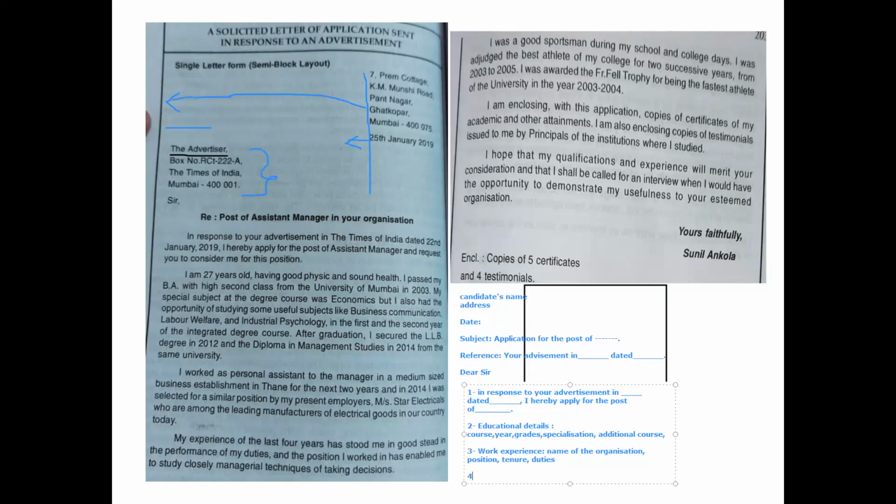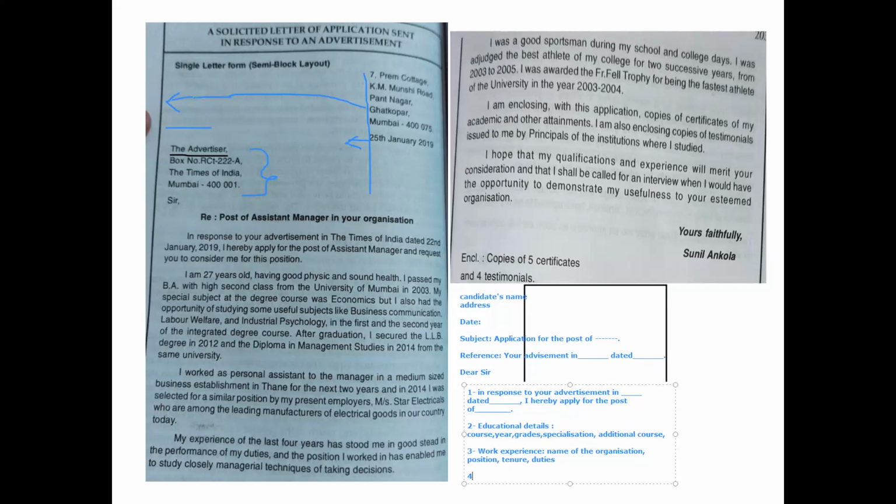Did you understand this? Say how you can talk here. I worked as personal assistant to the manager in a medium-sized business establishment in Thane. He has not provided the details. In 2014, on the same position, my present employer, Star Electricals. Now he is working in Star Electricals.